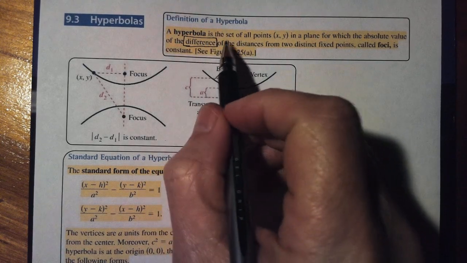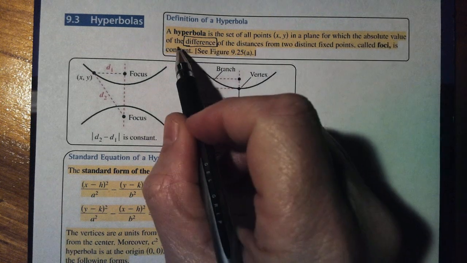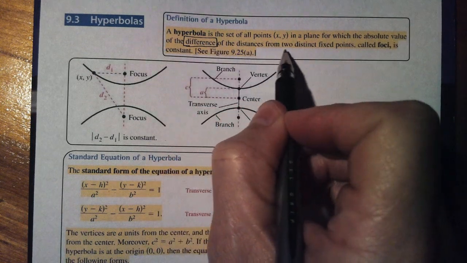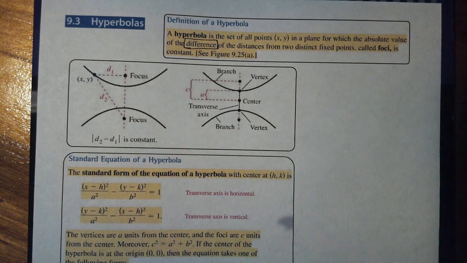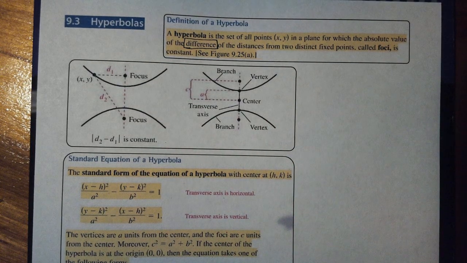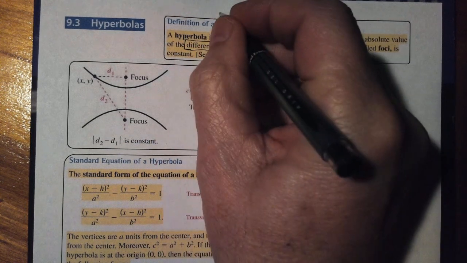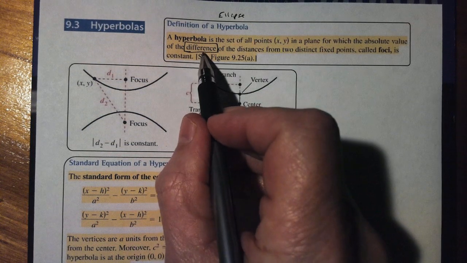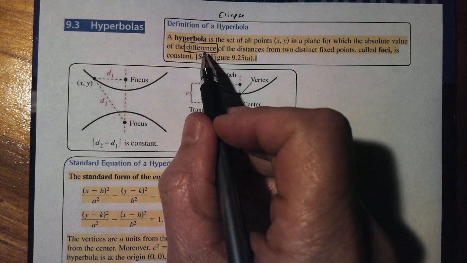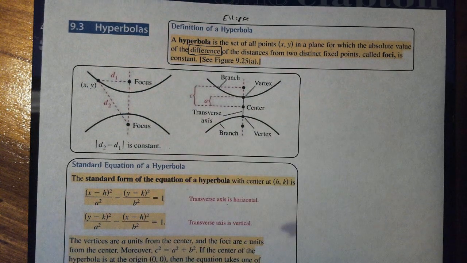Definition of a hyperbola. A hyperbola is a set of all points in a plane for which the absolute value of the difference of the distances from two distinct fixed points is called the foci. Just a whole lot of words right now, but the one word that's different here, if this was the definition of an ellipse, difference would be sum. So I like to say the difference between a hyperbola and ellipse is the difference.